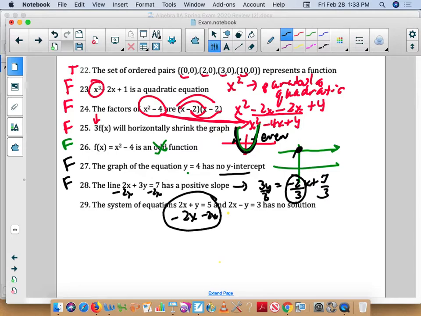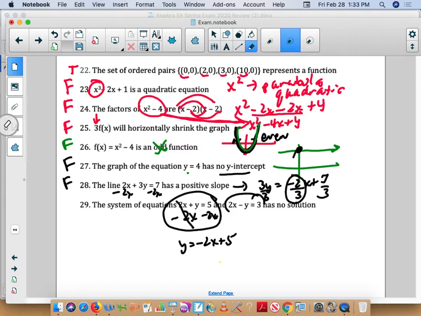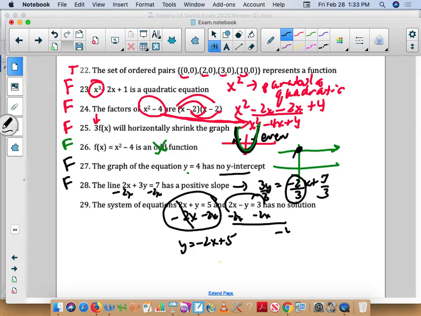On this one, I get y is equal to negative 2x plus 5. On this one, when I subtract 2x, I get negative y is equal to negative 2x plus 3. Do I know my slope yet? I don't know my slope yet. I have to divide by negative 1 or multiply by negative 1. That would give me y equals 2x minus 3. Do they have the same slope? So this one is false. The only way for two lines to have no solution is if they are parallel.